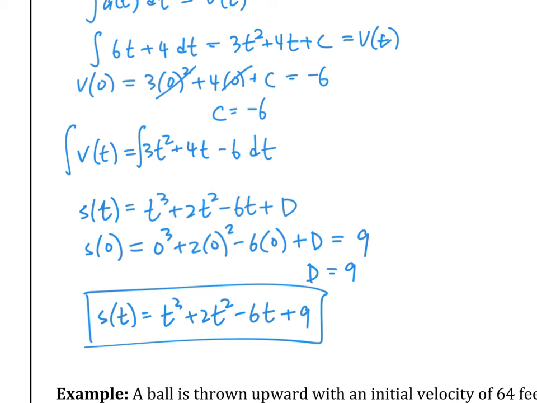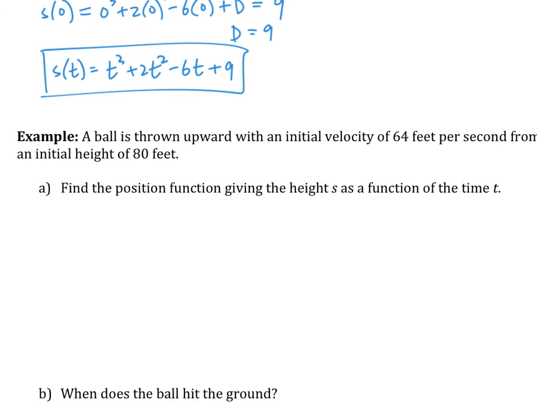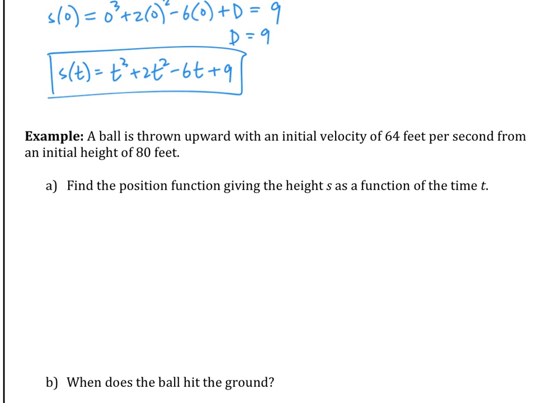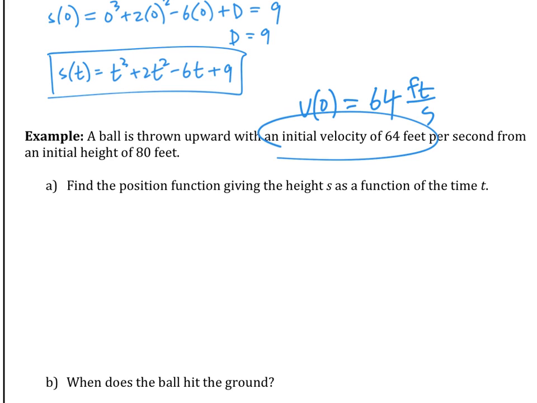All right, last question. A ball is thrown upward with an initial velocity. So we talked about this before, translating these. Initial velocity means when time is 0, the velocity is 64 feet per second, all right, let's write in the unit, feet per second. From initial height, all right, initial height, s of 0 is 80 feet. Find the position function, so find s of t, giving the height s as a function of time t.